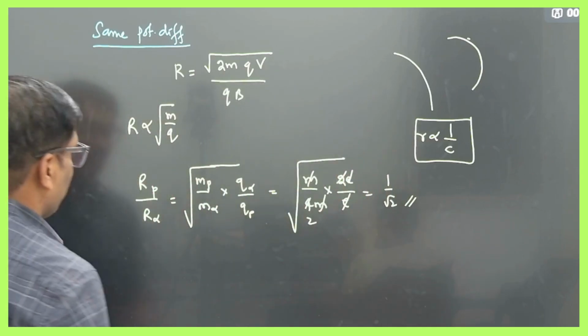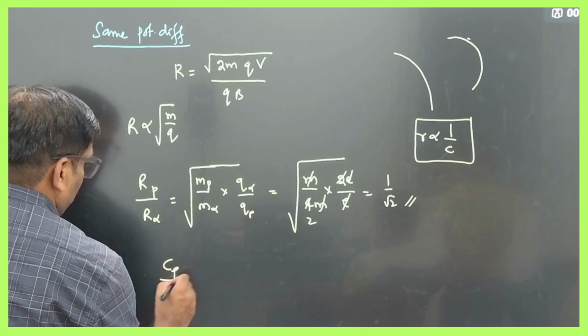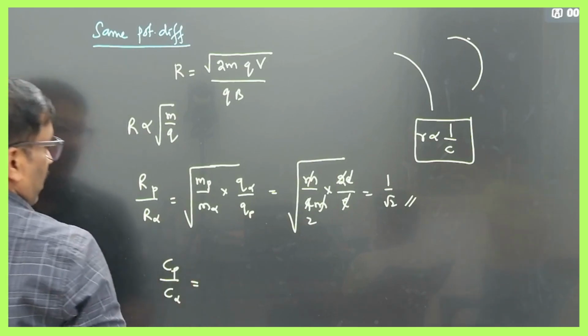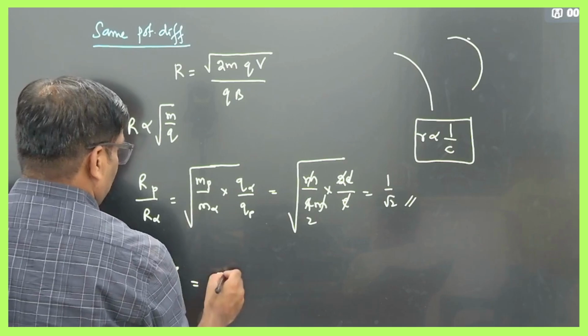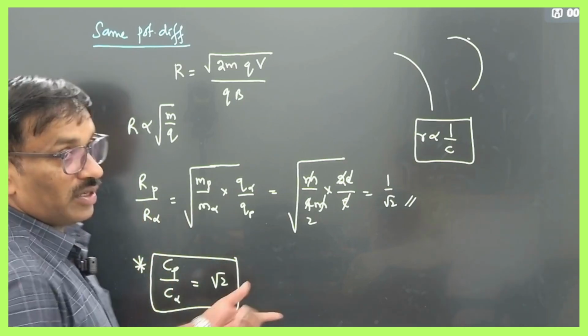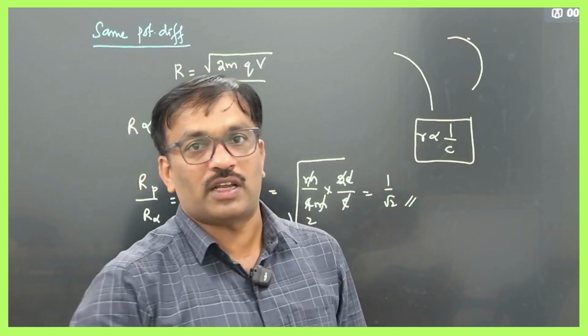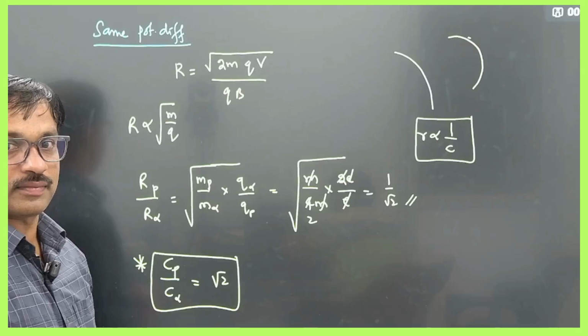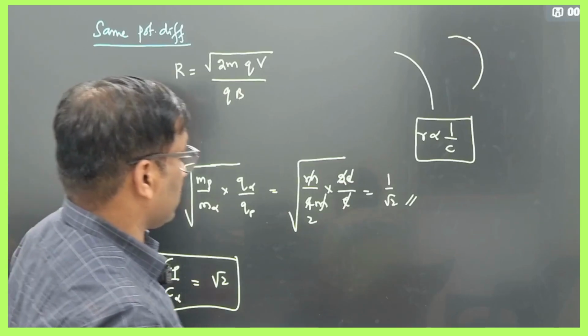If they are asking curvature, please don't confuse, don't calculate the radius, it is inversely proportional to the radius. If they are asking what will be the curvature of the proton by curvature of the alpha, it is inversely proportional, you will get it as root 2. So please don't calculate the radius, curvature and radius are inversely proportional. Clear? Right students, we will do one question here now.